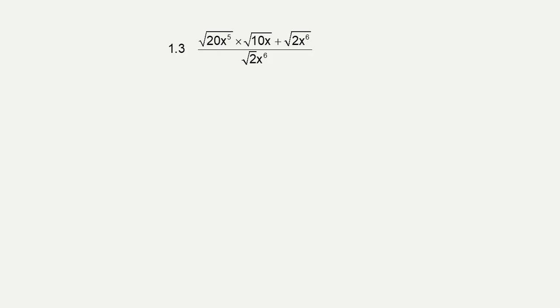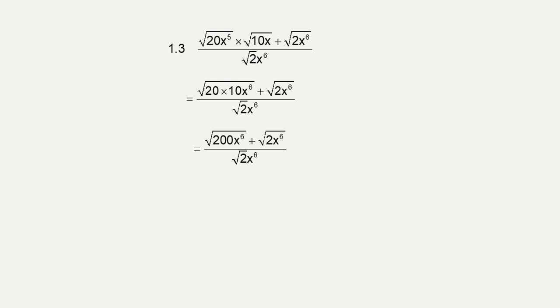The third question is a combination of surds and exponents. Because you are multiplying here, you can put this under the same square root, and if you do that, you will get 200. 20 multiplied by 10 is 200. x exponent 5 times x would be x exponent 6. It's important to also note that in the denominator, the x exponent 6 is outside the square root.